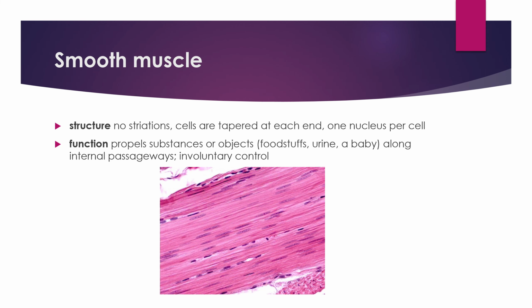Smooth muscle has no striations. Cells are tapered at each end. There's one nucleus per cell. The function is to propel substances or objects, foodstuff, urine, along internal passageways, and it's under involuntary control.